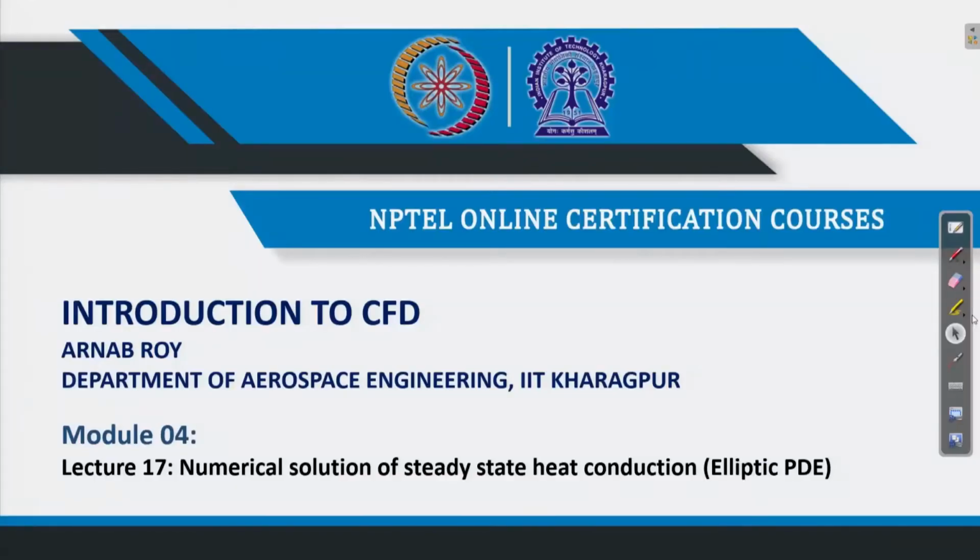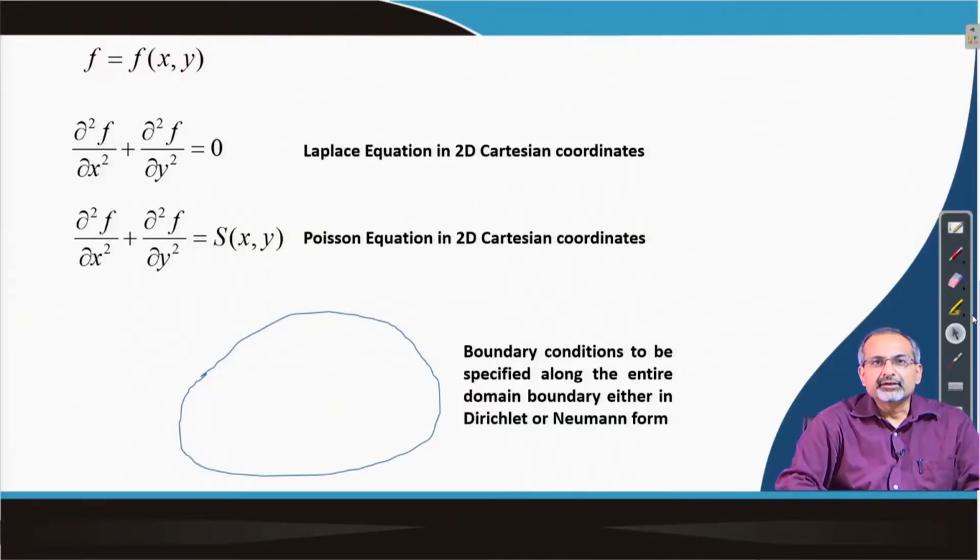Over the next few lectures, we are going to talk about numerical solution of steady state heat conduction or elliptic partial differential equations in general. We have a function f of x and y, so the function f is dependent on two independent variables x and y. In that case, we could define partial derivatives of the function with respect to both x and y, and there could also be mixed derivatives.